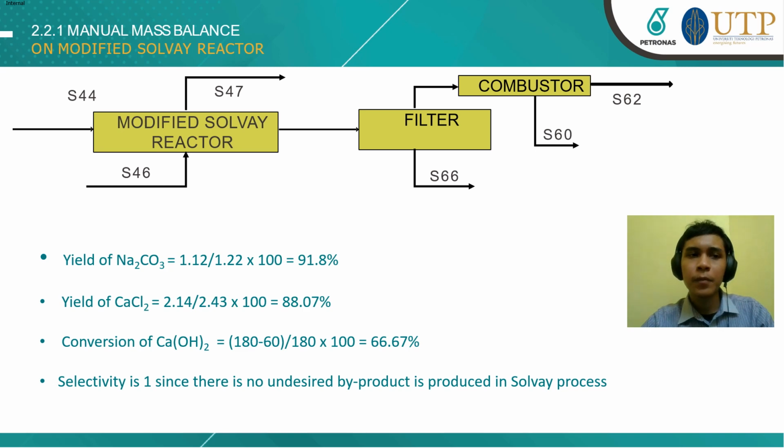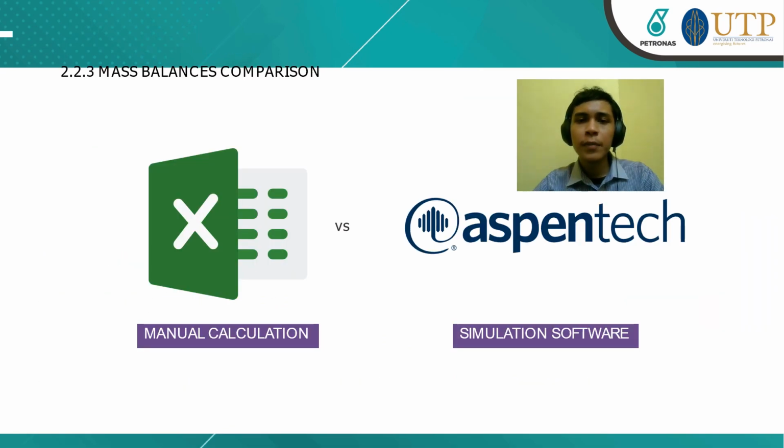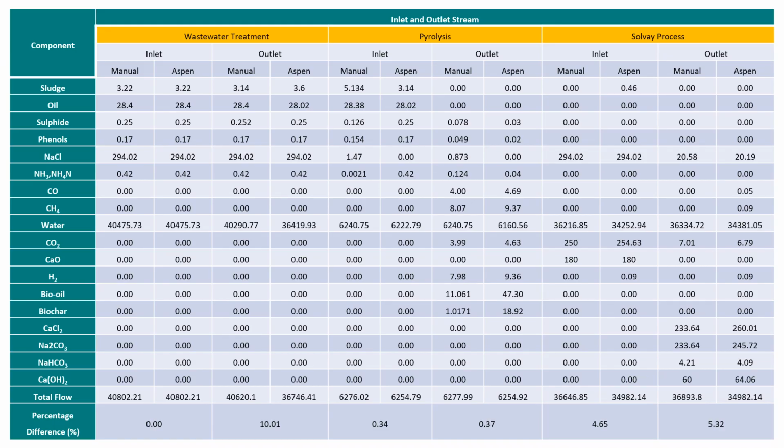Moving next is the comparison between manual mass balance calculation and mass balance calculated using simulation software. The difference between manual and simulation calculation for wastewater treatment inlet is 0% since both methods starts with the same initial value. The outlet, however, shows a difference of 10.01%. For pyrolysis section, the difference for inlet and outlet is 0.34% and 0.37% respectively. The inlet for Solvay process shows difference of 4.65%, while the difference for the outlet is 5.32%.